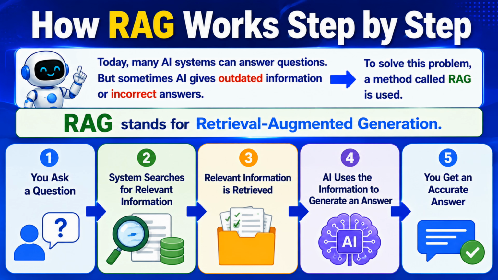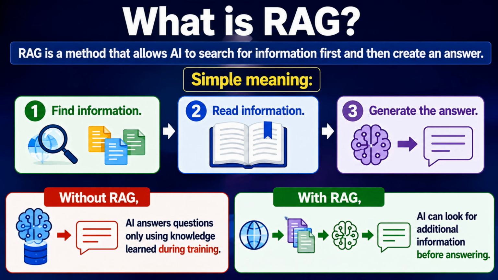In this video I will explain how RAG works. Today many AI systems can answer questions, but sometimes AI gives outdated information or incorrect answers. To solve this problem, a method called RAG is used. RAG stands for Retrieval-Augmented Generation. What is RAG? RAG is a method that allows AI to search for information first and then create an answer.